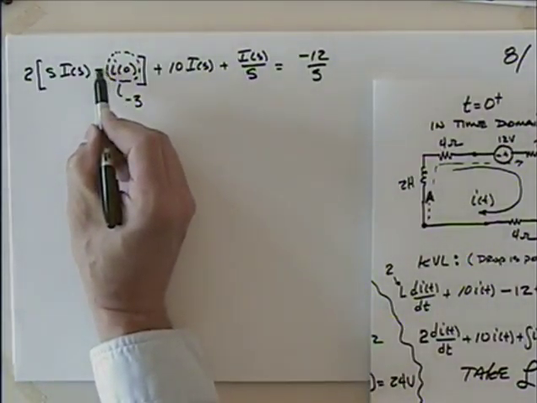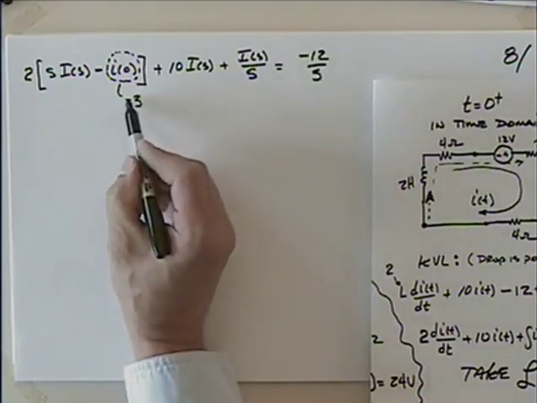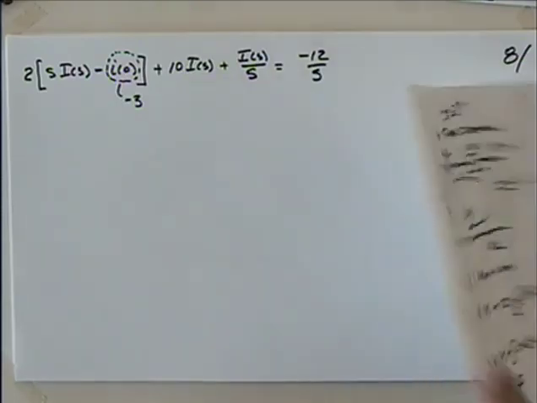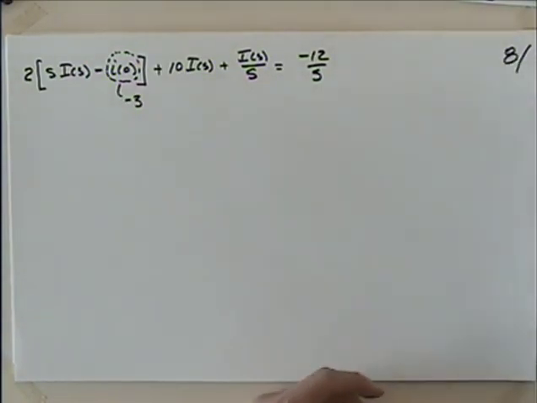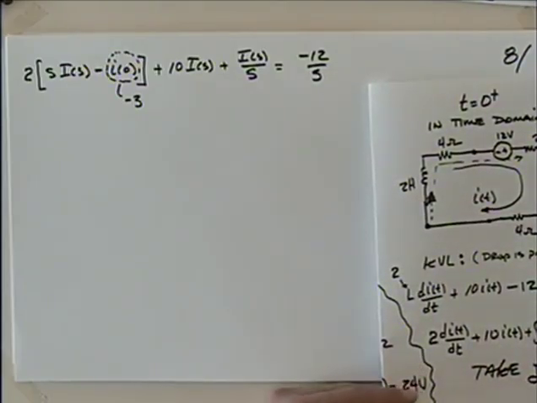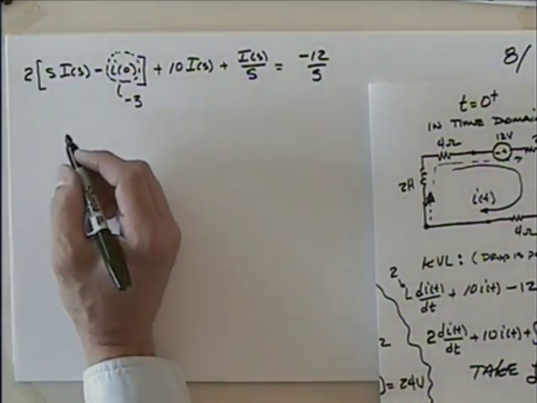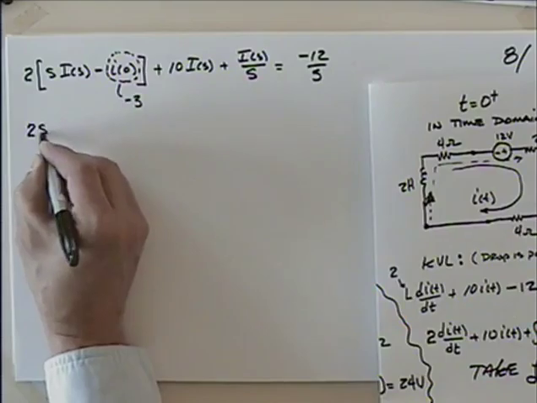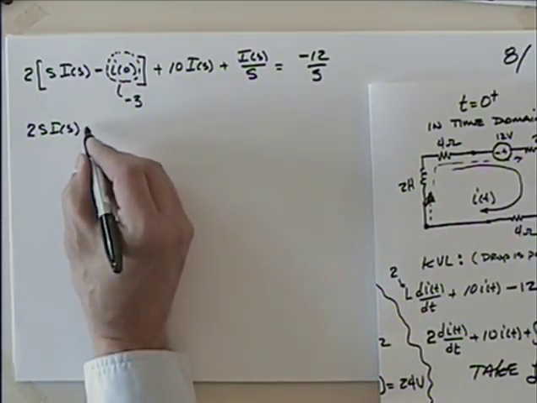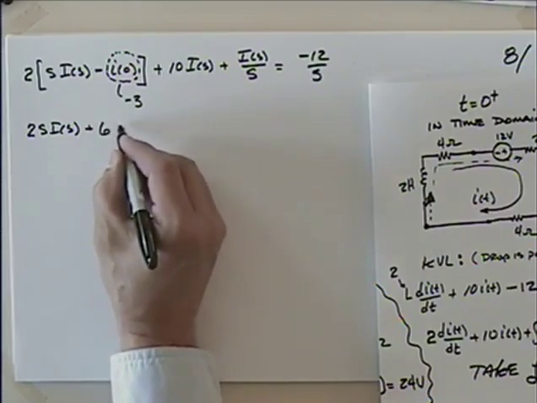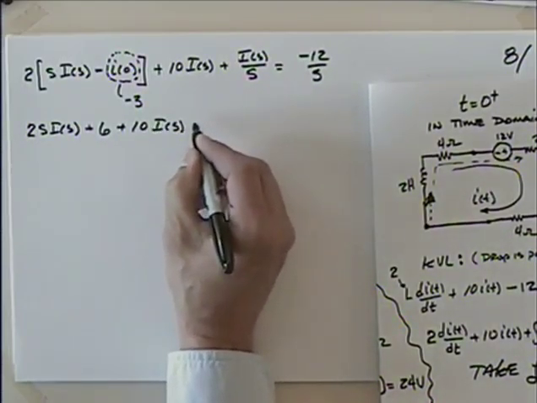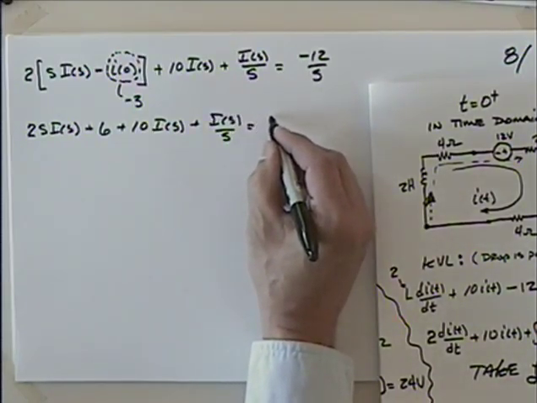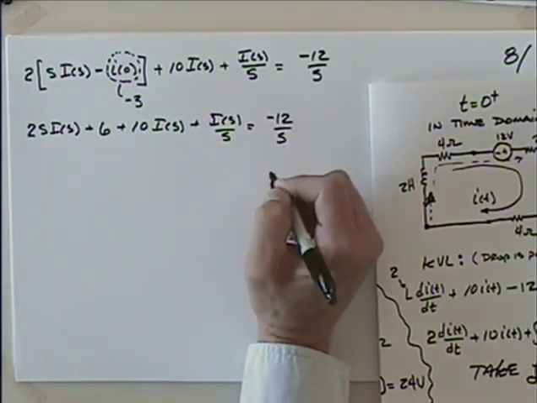So I'll have this negative out here by virtue of the Laplace transform, and I have this negative here because my current is going in the opposite direction of that initial current. We found this initial current going down, but we are now analyzing this with the current going up. So I got that negative 3. So we end up with 2s I of s plus 6 plus 10 I of s plus I of s over s is equal to minus 12 over s.